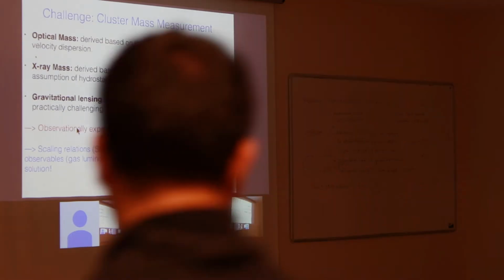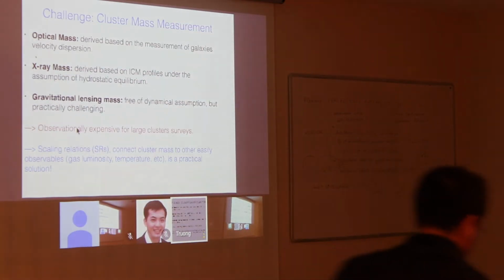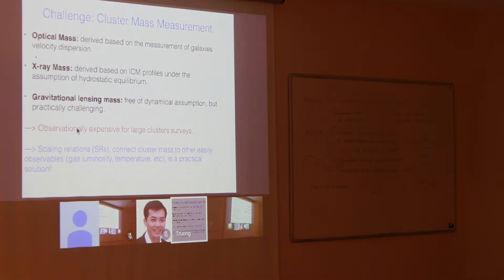Although the idea of using clusters for cosmology is very simple, you just look at the sky, you count the number of clusters as a function of mass and redshift, and then you can put constraints on cosmological parameters. However, in reality, this practice is quite challenging because in order to study the cluster mass function, you must know the cluster mass first.